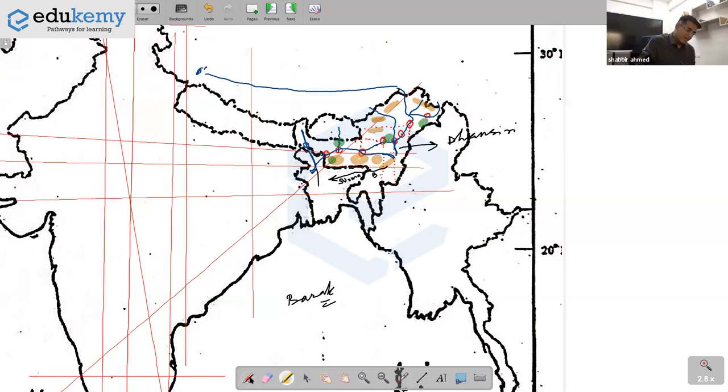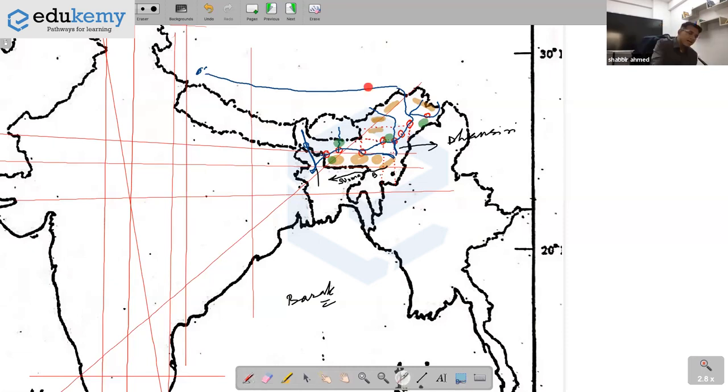Loktak Lake. Loktak Lake is at Imphal. Okay, this is Loktak Lake. So the only system left is the Ganga system. Questions from the Ganga system have never come till date, for whatever reasons. And if they ask, I think they'll ask about the rivers of maybe Bundelkhand, Betwa, Ken, Chambal. If they ask anything, they'll ask that. Main Ganga has never been asked.